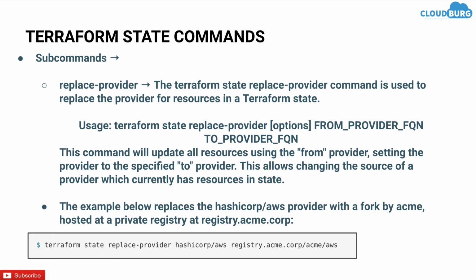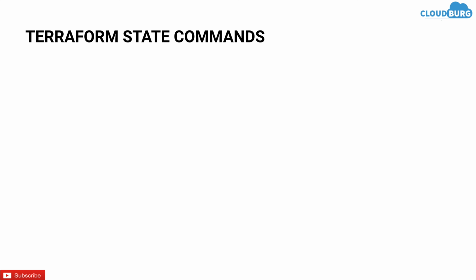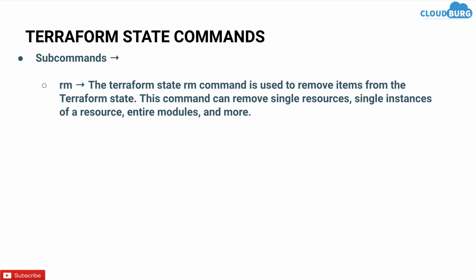So yeah, it can be used when you want to change your provider. And the next subcommand is RM. As it is clear from the name itself, RM means we are removing something. So this command is used to remove items from the Terraform state. This command can remove a single resource, a single instance of a resource, entire modules and more.